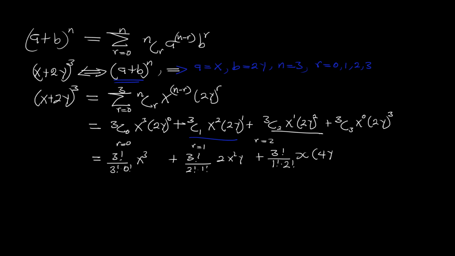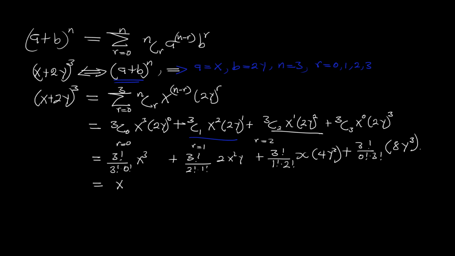2 squared is 4. We have y squared, plus 3 factorial, and 3 minus 3 is 0 factorial times 3 factorial. x to the power 0 is 1, and 2 raised to the power 3 is 8 multiplied by y cubed.